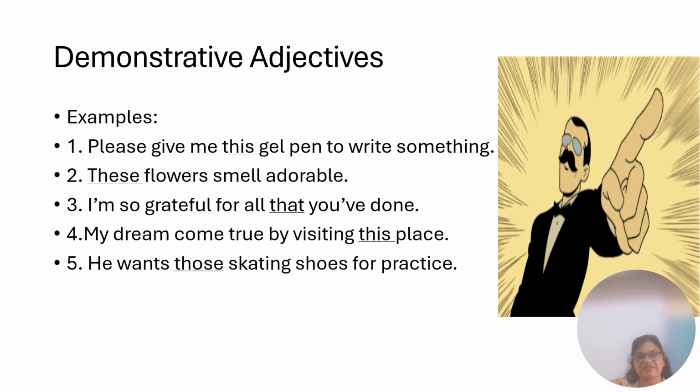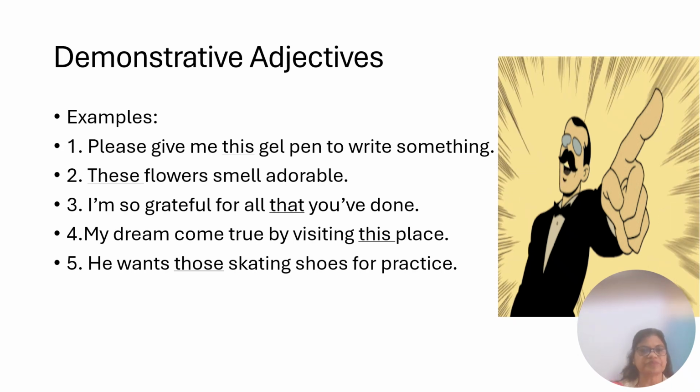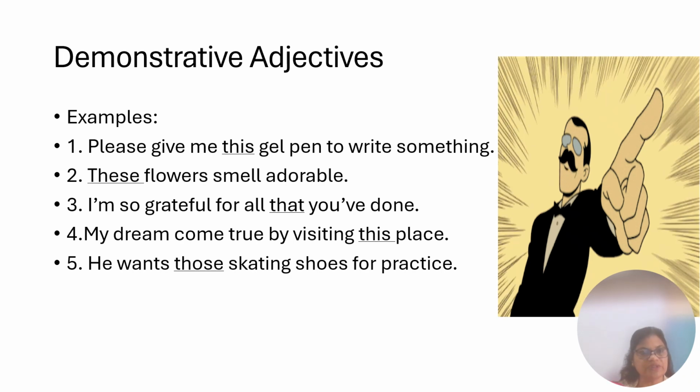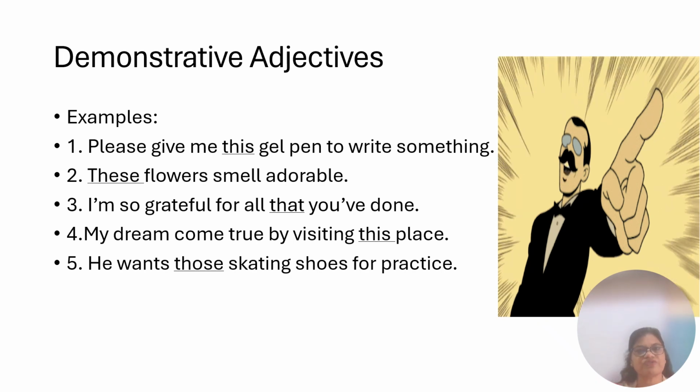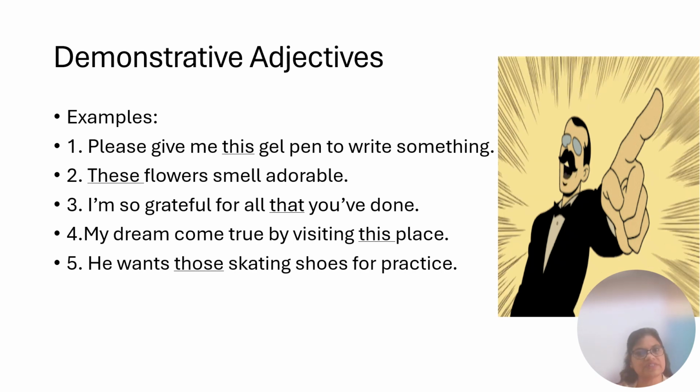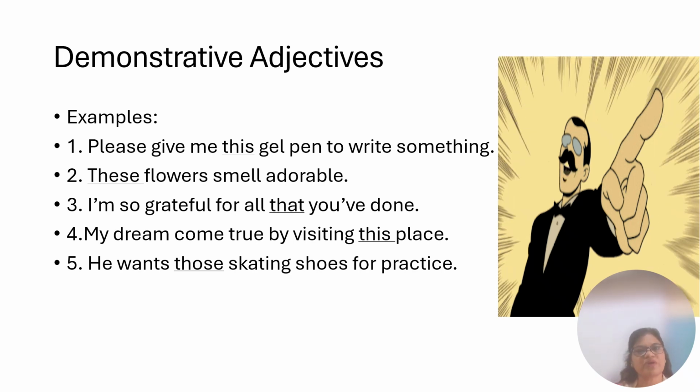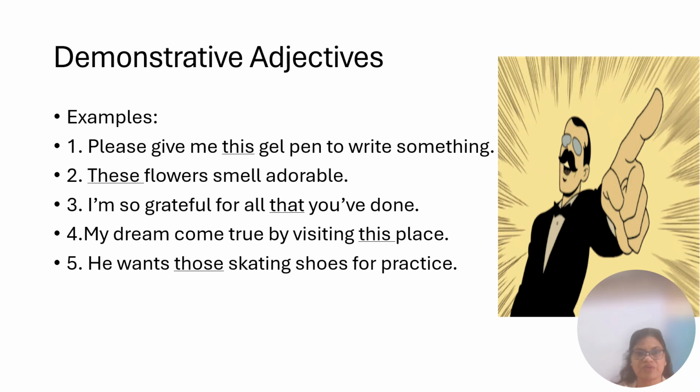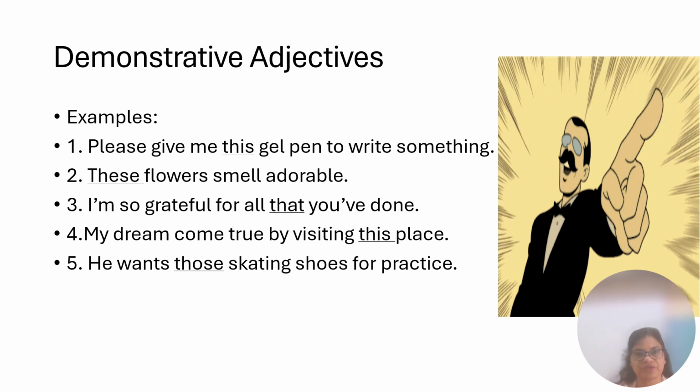Like here you can see the examples. Please give me this gel pen to write something which is very closer to you. These flowers smell adorable. You have many flowers but near you, so you can use these. I'm so grateful for all that you have done. My dream came true by visiting this place. So you're pointing towards something, you're pointing towards a noun. He wants those skating shoes for practice.